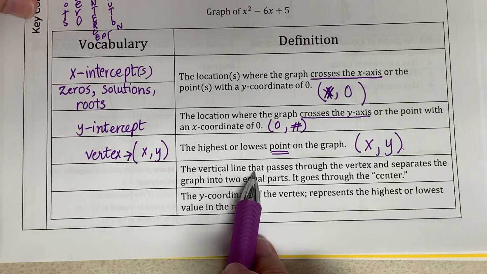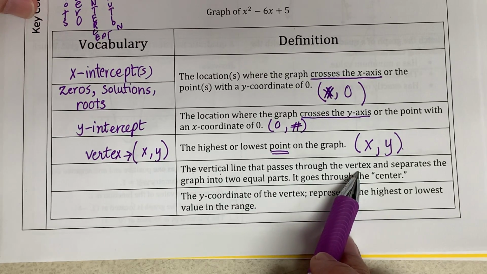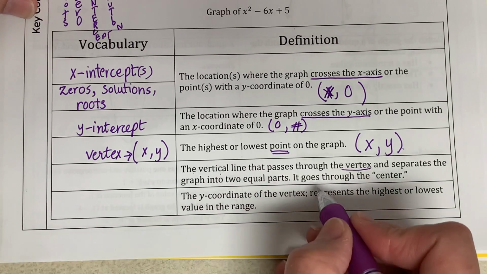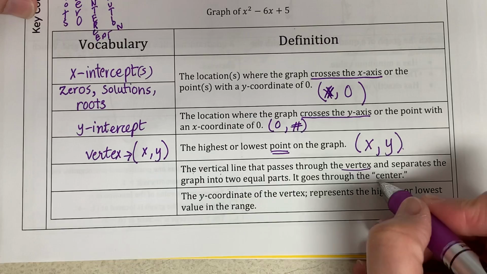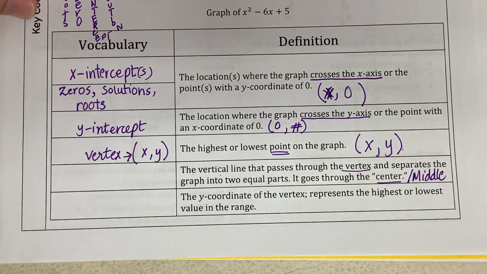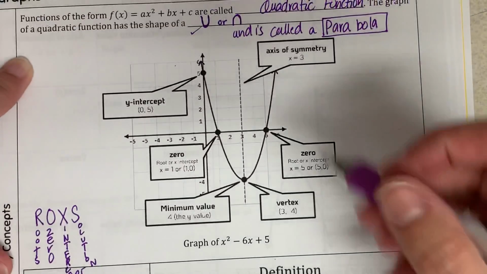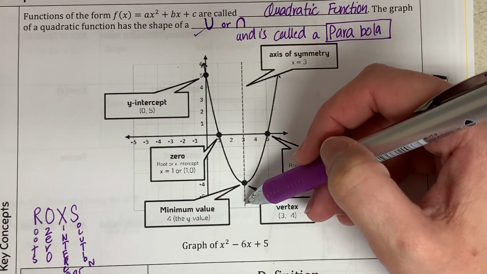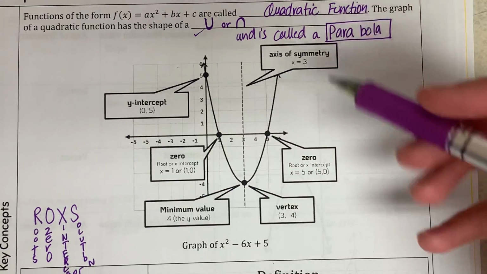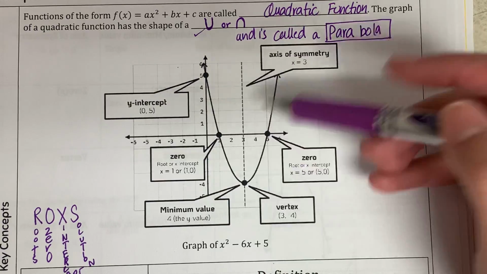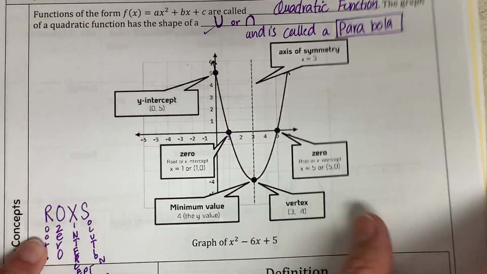Next, the vertical line that passes through the vertex and separates the graph into 2 equal parts. It goes through the center, or I'm going to call it the middle of the graph. It's usually dotted or dashed because it's invisible. So this passes through the vertex and it's exactly in the middle. This is called the axis of symmetry.